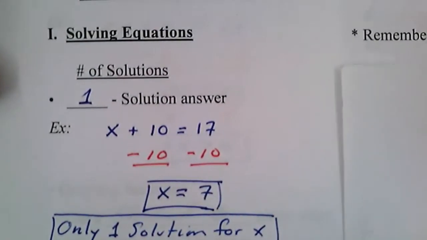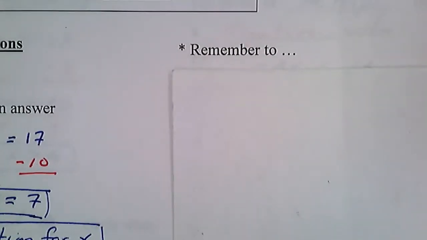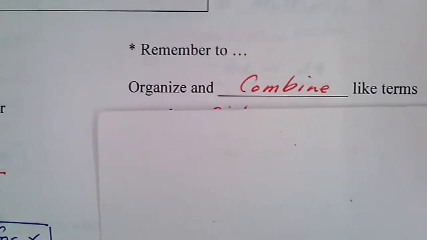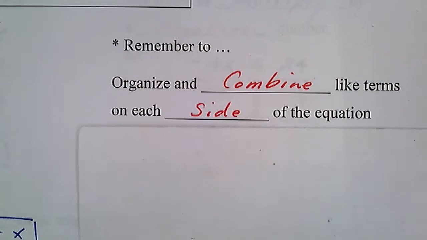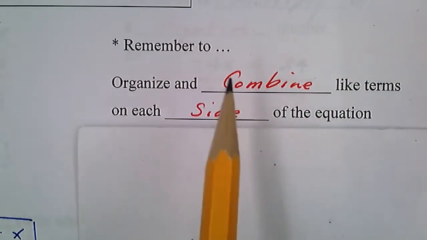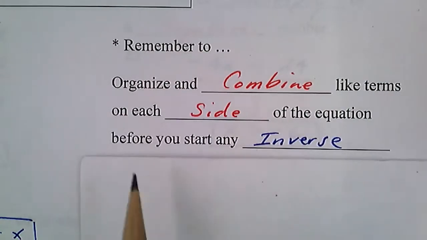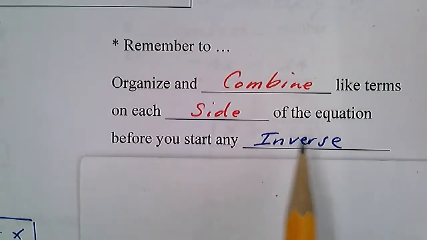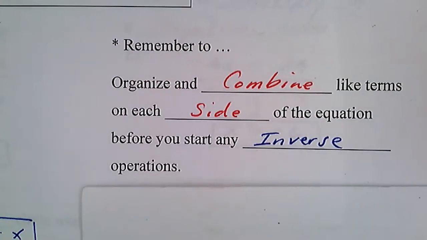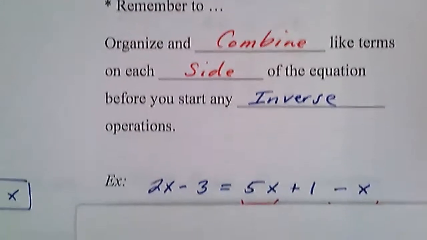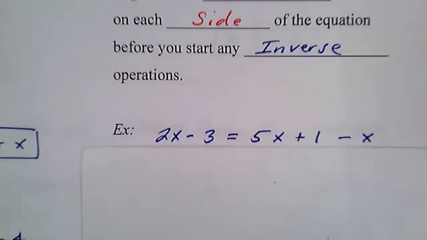there are a couple of tips that I have over here. So when you're solving an equation, we want to remember to organize and combine like terms on each side of the equation. So you want to organize and combine your like terms on each side of the equation before you start any inverse operations. Okay, so what in the world am I talking about? So here's an example.